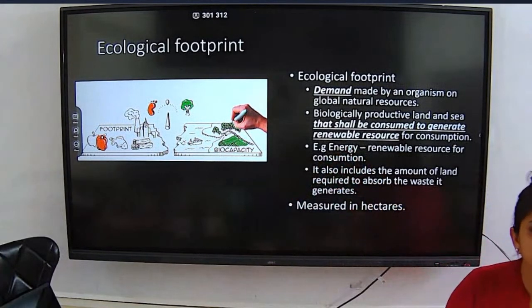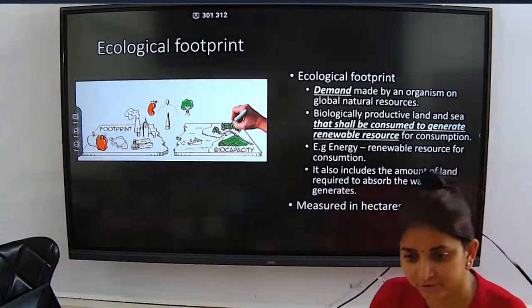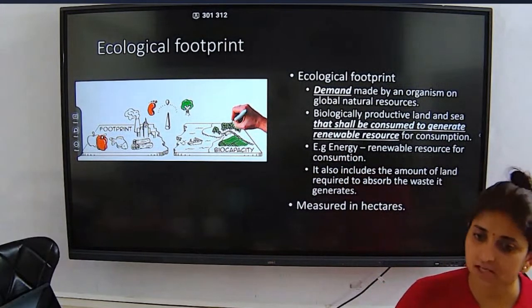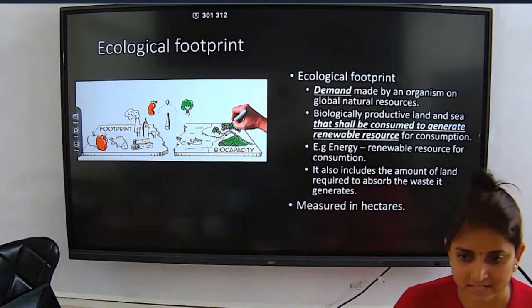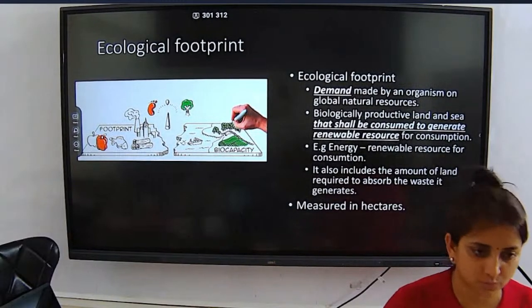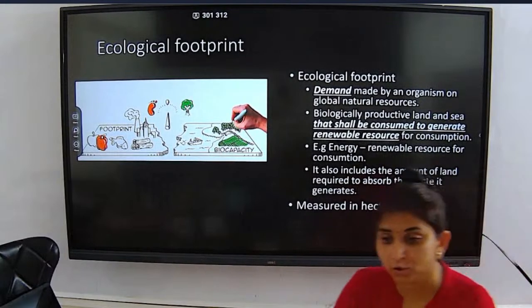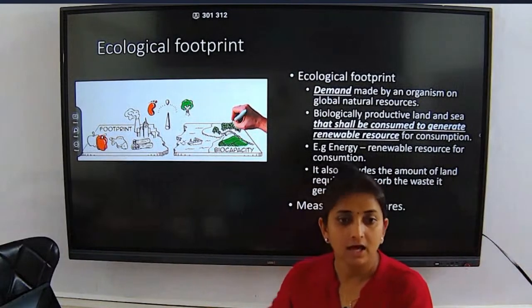Plus, whatever energy you are generating, there will also be a waste associated to it. For example, you wrote your notes today. After, let's say, all of you clear the exam, then these notes will not be of any use. So this will go in vain. So all these notes will require a decomposition place.